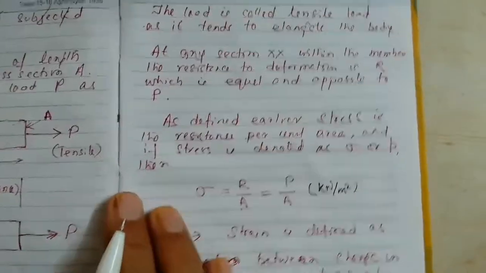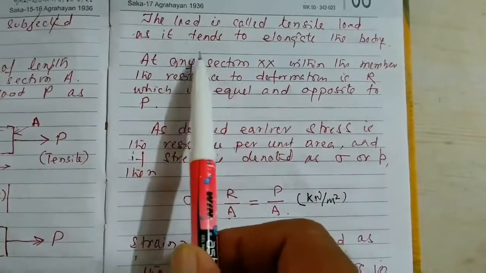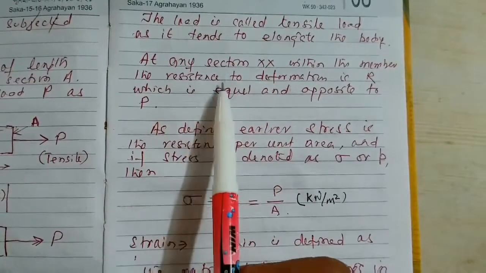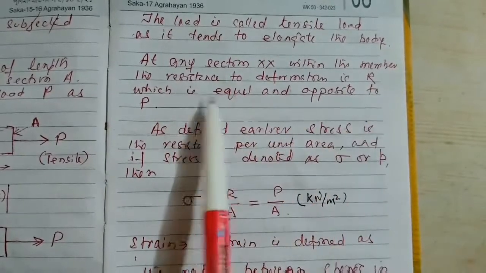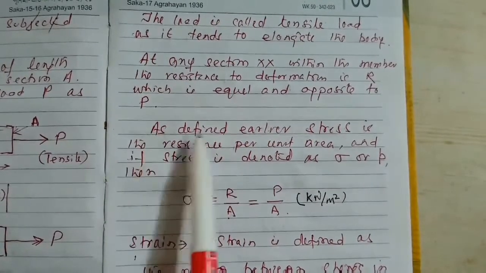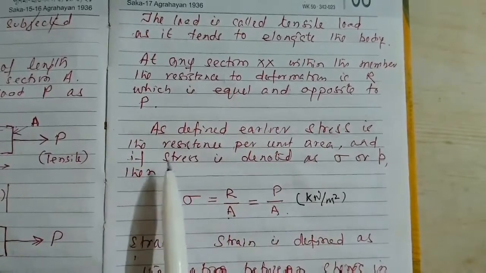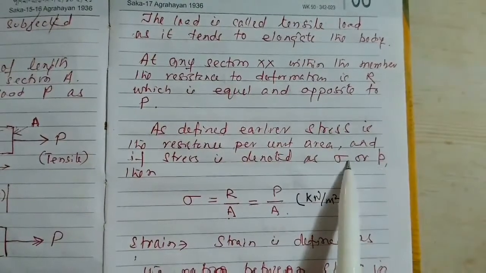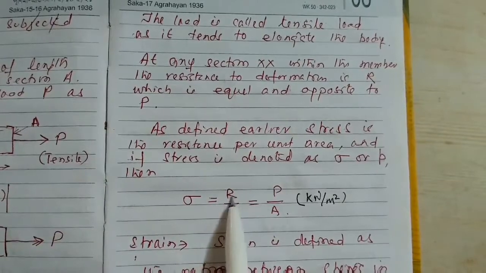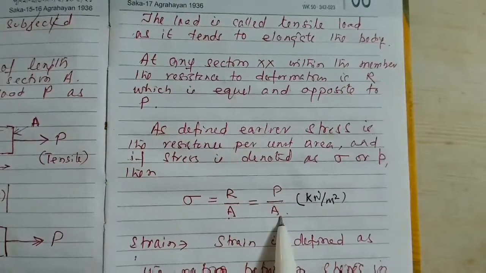Such a load is called a tensile load, as it tends to elongate the body. At any cross section XX within the member, the resistance to deformation is R, which is equal and opposite to the applied load P. As defined earlier, stress is the resistance per unit area. If stress is denoted as sigma, then sigma equals resistance per unit area, and because resistance is equal to the applied load, sigma is equal to P by area.